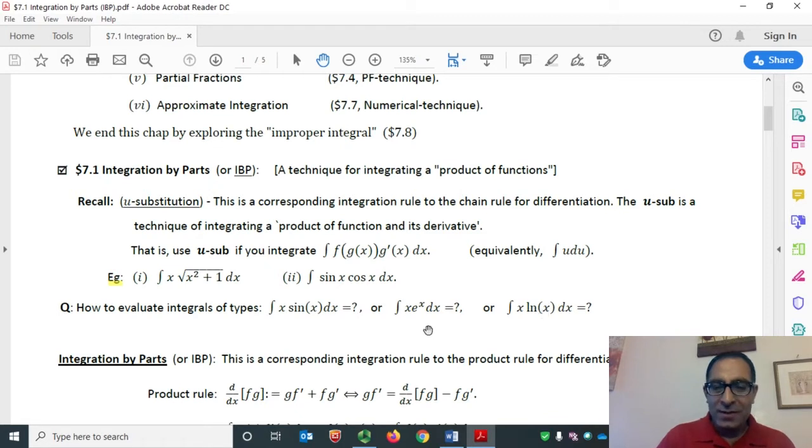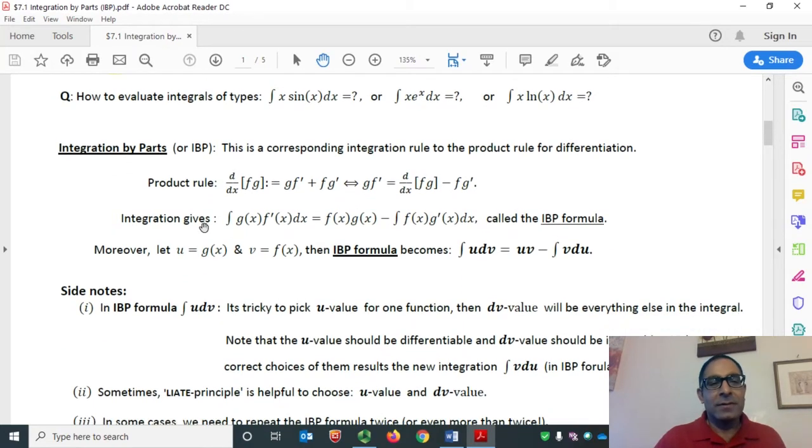or the integral of type e to the x times ln of x, because neither function is a derivative of the other in that particular integral. Then the answer is we need to use the integration by parts formula. Great. So then let's start the integration by parts formula. Let me scroll down.